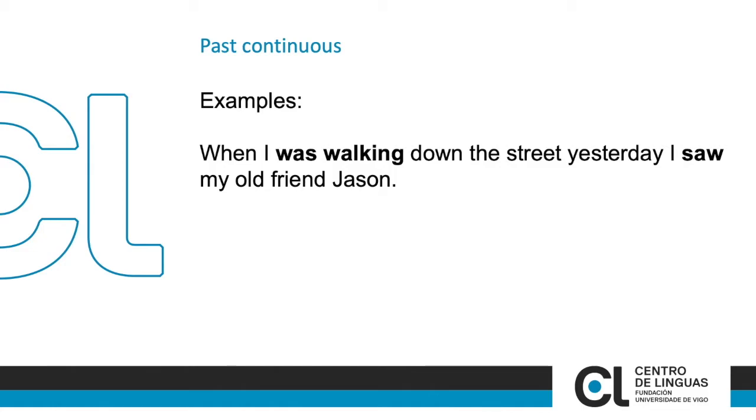When I was walking down the street yesterday, I saw my old friend Jason. We use the past continuous to talk about what we were doing when suddenly we saw our friend. I was walking. We don't know when you began to walk. I was walking and that action was interrupted. I saw my old friend Jason.